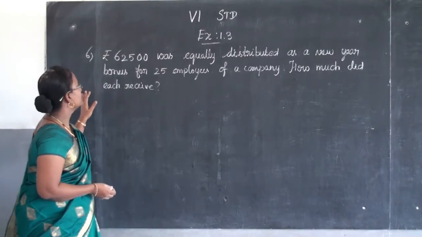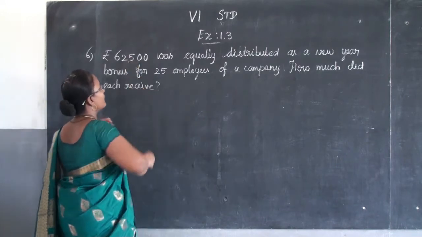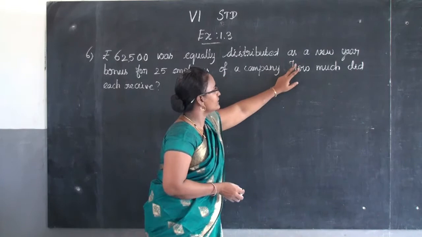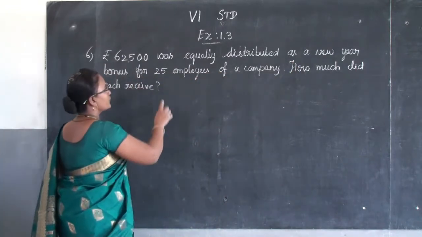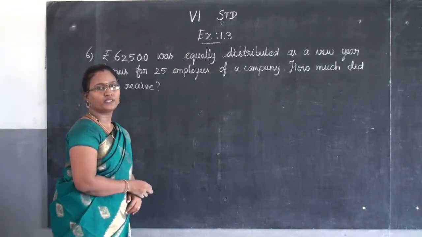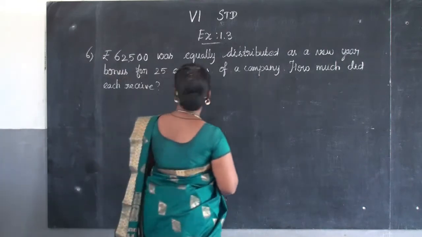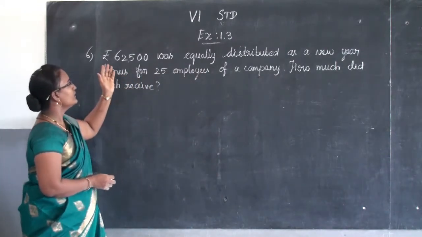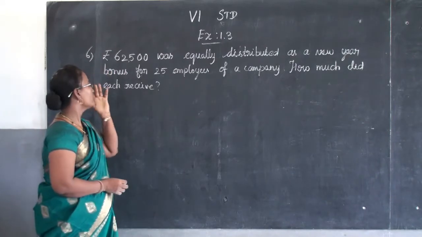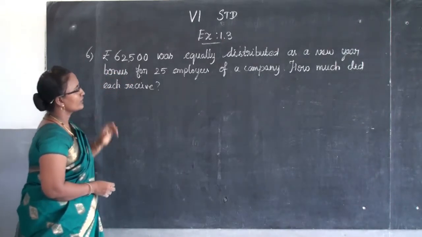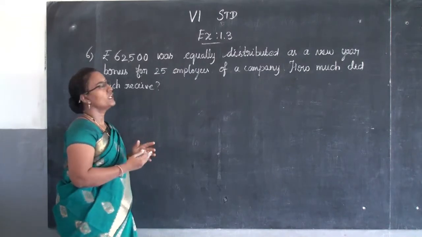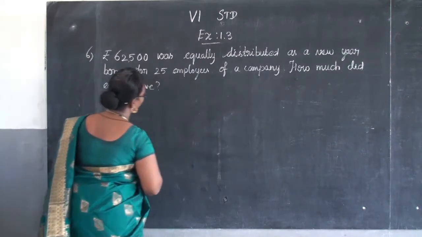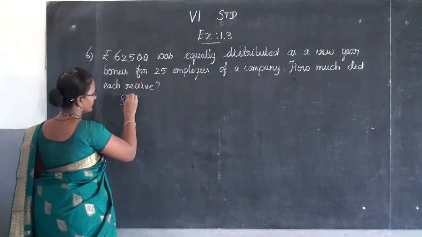Now the sixth one. 62,500 was equally distributed as a new year bonus for 25 employees of the company. How much did each receive? Totally, they gave 62,500 rupees. They distribute it equally to 25 employees. Distribute means we divide.